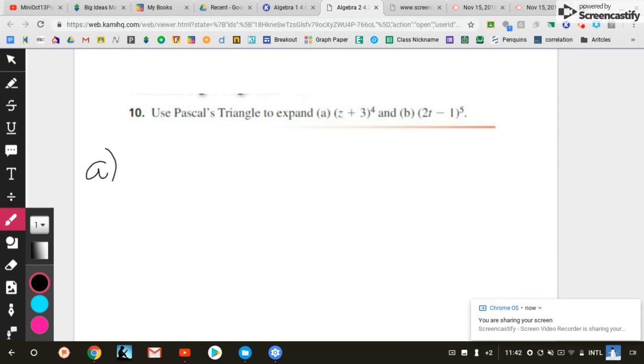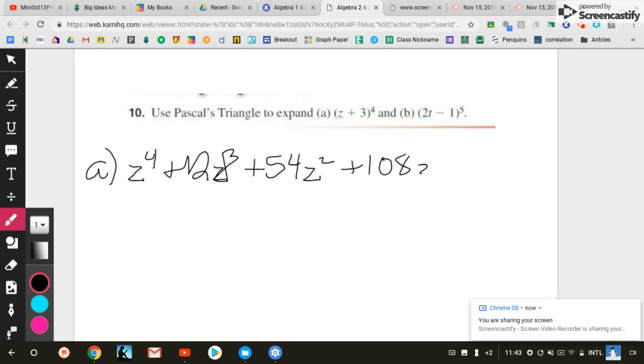All right, for A, fully expanded, you should have got z to the fourth plus 12z to the third. Sorry, my pen's messing up there. That's a 12z to the third. Then plus 54z squared plus 108z plus 81.